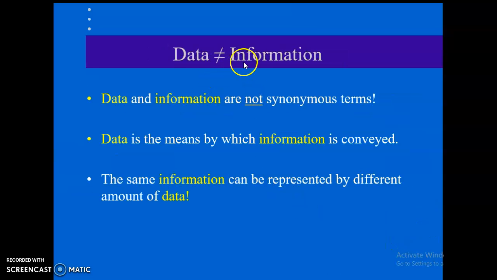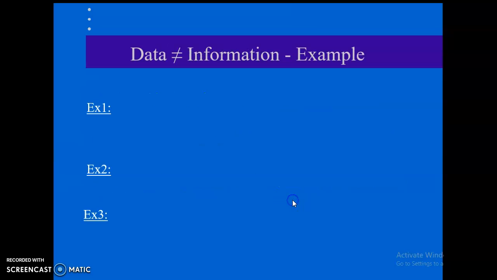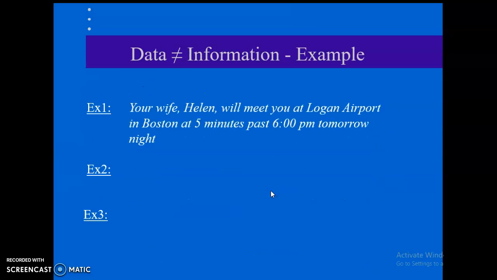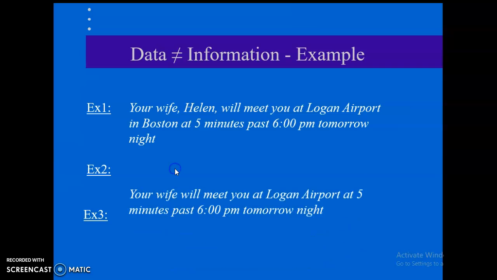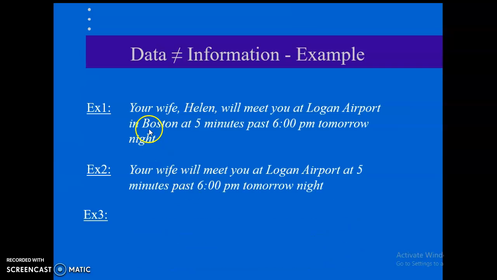Data versus information. Data and information are not synonymous terms. Data is the means by which information is conveyed. The same information can be represented by different amounts of data. Data and information, Example 1.